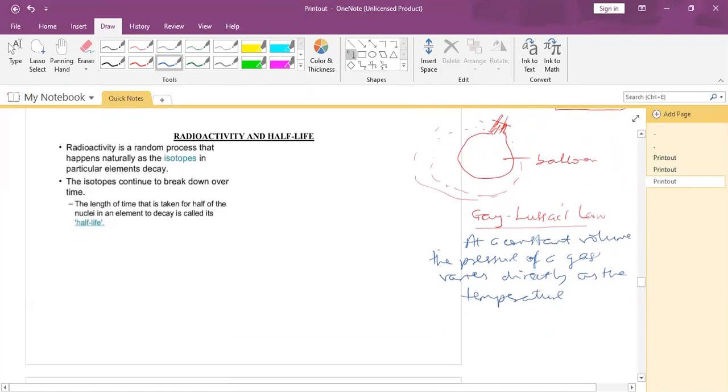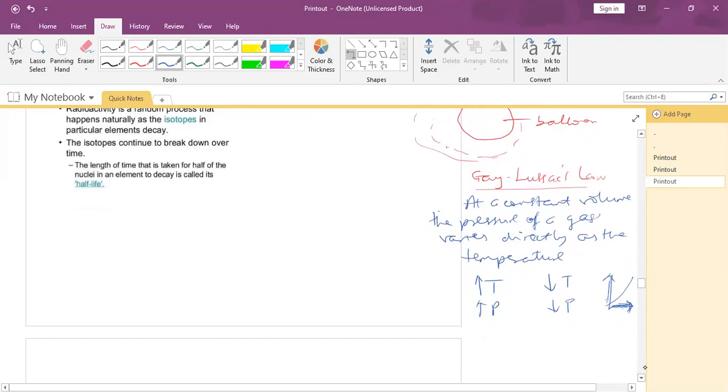In other words, if you increase the temperature, pressure increases. If you decrease temperature, pressure goes down. Same direction of change, right? So just like, again, same direction of change. One goes up, the other one goes up. If you think of the graph, like a positive slope type of thing.